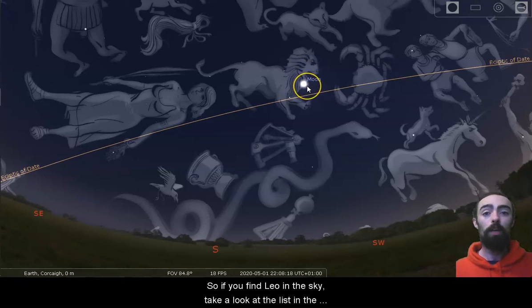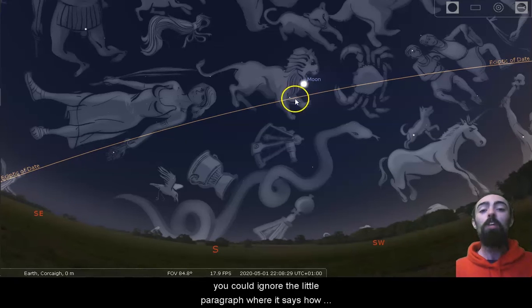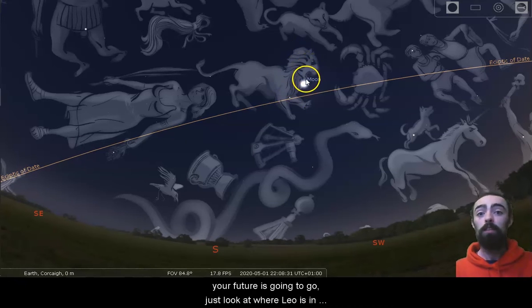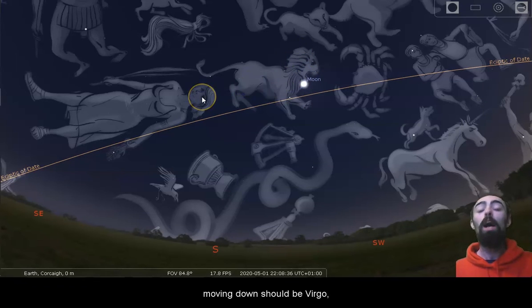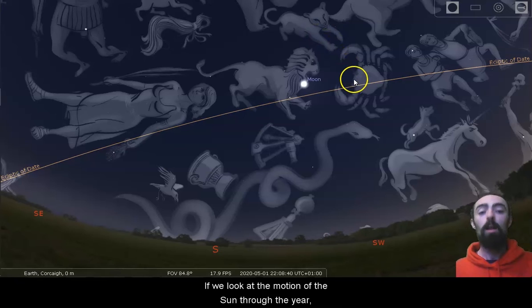So if you find Leo in the sky, take a look at the list in the back of the newspapers and look for the horoscope or the star sign that says Leo. You can ignore the dates, you could ignore the little paragraph where it says how your future is going to go. Just look at where Leo is in the list. The next one in the list moving down should be Virgo, and the one above Leo moving up the list should be Cancer.